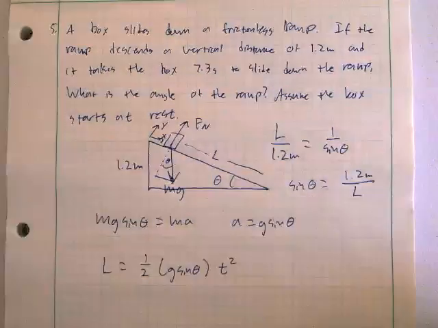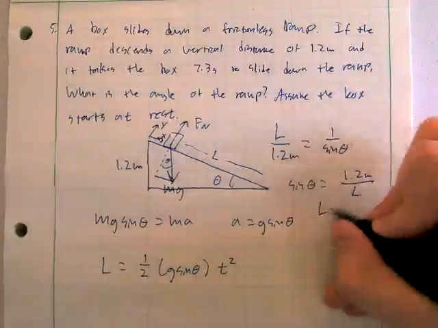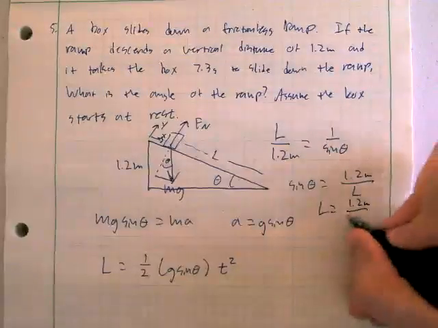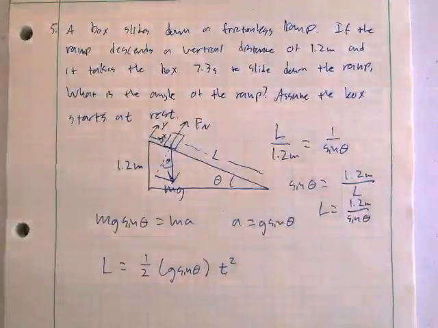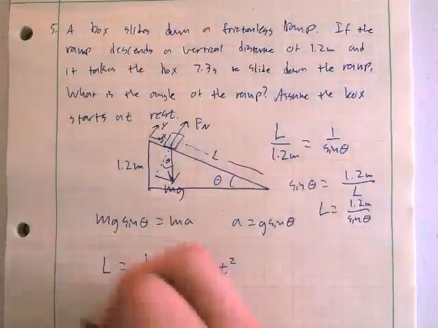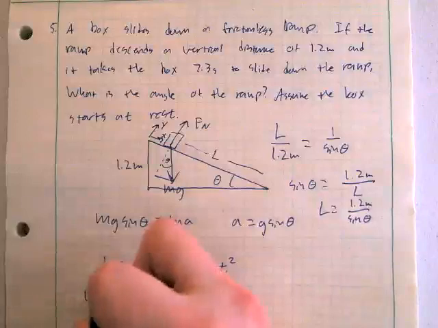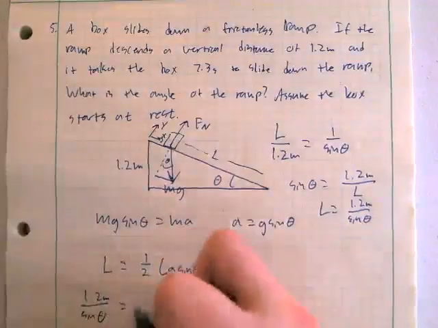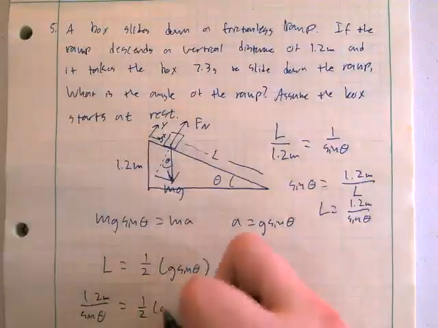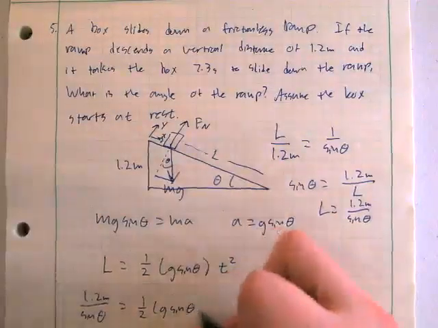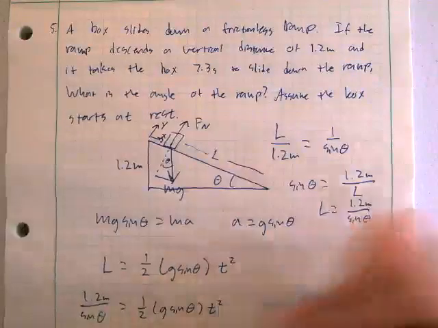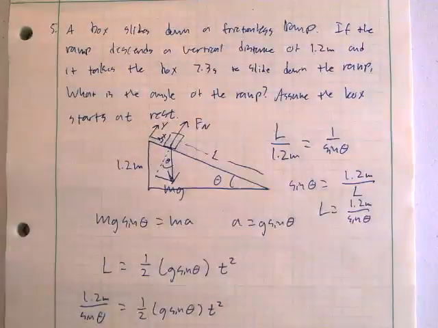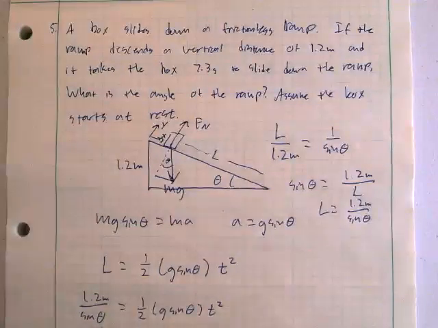So from this, though, we can solve for L. We can say that L is going to be equal to 1.2 meters divided by the sine of theta. So now we can plug this in to this equation here. So we have 1.2 divided by sine of theta equals 1/2 g sine of theta times t squared. Now we have one equation, we have one unknown, we just have to solve for our theta, right?